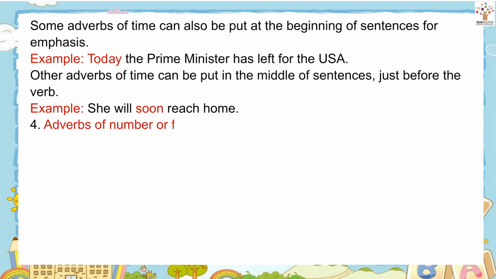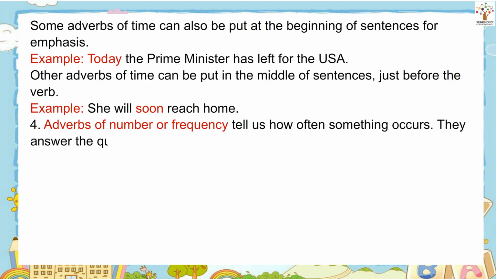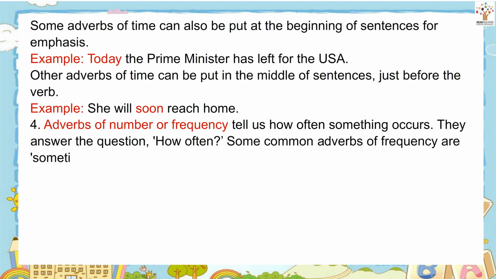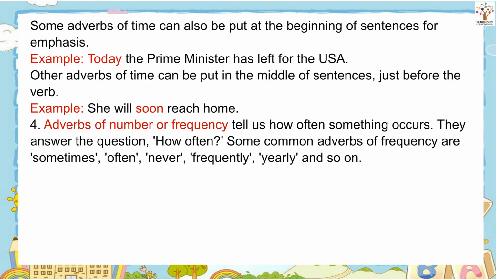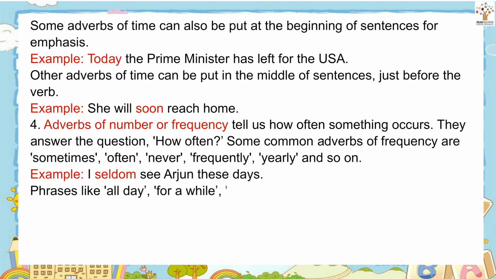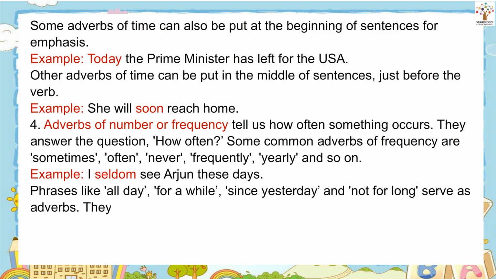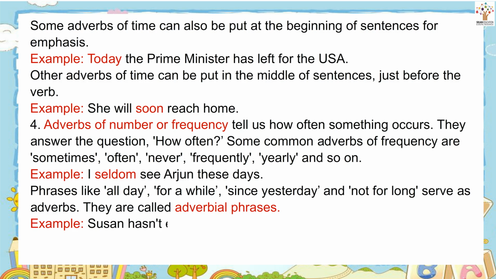Adverbs of number or frequency tell us how often something occurs. They answer the question how often. Some common adverbs of frequency are sometimes, often, never, frequently, yearly, and so on. Example: I seldom see Arjun these days. Phrases like all day, for a while, since yesterday, and not for long serve as adverbs. They are called adverbial phrases. Example: Susan hasn't eaten anything since yesterday.